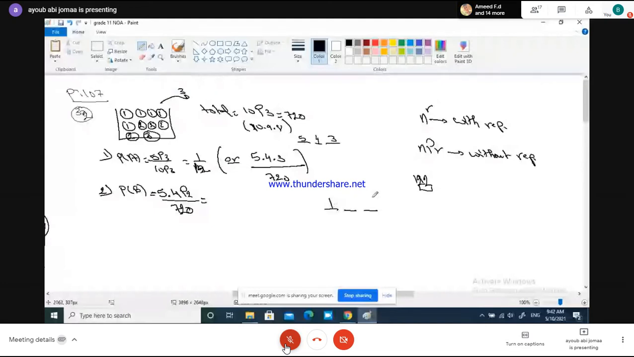Okay, the first digit should be 1. It means the marble should be from these 5, so we have 5 possibilities. Okay, the second digit should be 2. It should be from these 4 marbles, so we have 4 possibilities. So 1 from 5, and the second one should be 2. We have 4 marbles numbered 2, so 1 from 4.